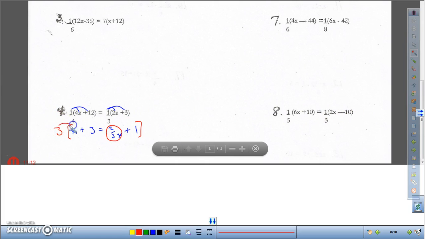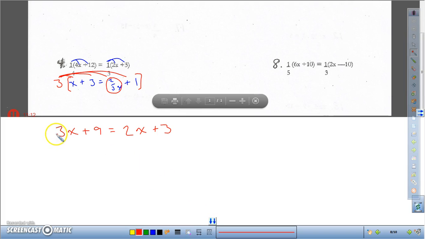So this is just distributing, same way we've been doing all along. 3 times x is 3x. 3 times 3 is 9. 3 times 2/3, you're going to get a 6 in the numerator and a 3 in the denominator. Okay, 6 over 3 is going to reduce to 2x. That gets rid of the fraction, which was the purpose behind this in the first place. And then 3 times 1 is going to give me 3.